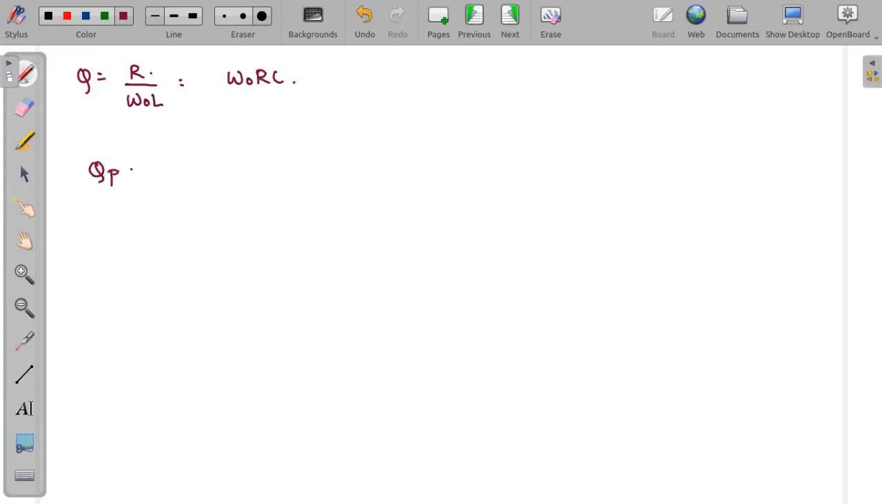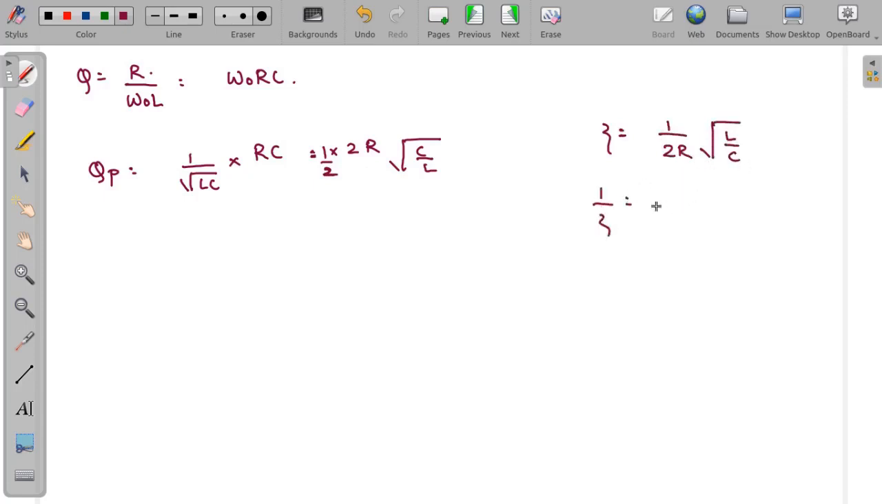So quality factor of parallel is equal to 1 by under root LC into RC. So this is equal to R under root of C/L. Multiply it with 2 and divide by 2. The zeta value we have just seen is equal to 1/(2R) under root of L/C, or 1/zeta is equal to 2R under root of C/L. So here also you can see the quality factor of the parallel circuit is 1/(2 zeta). It is the same, but this is equal to R under root of C/L.